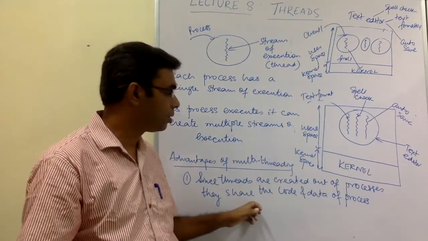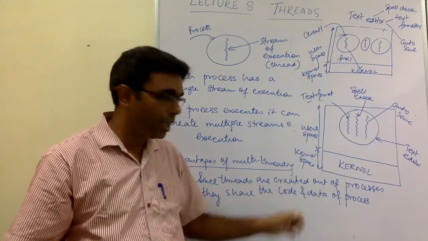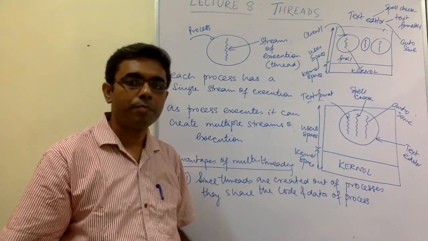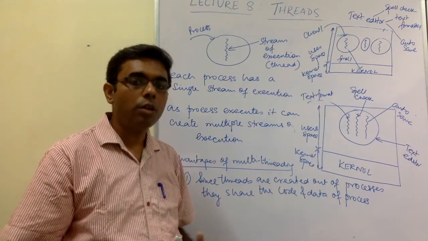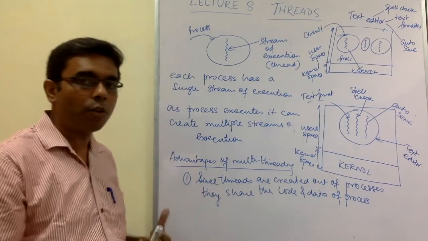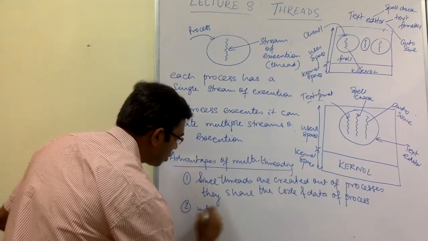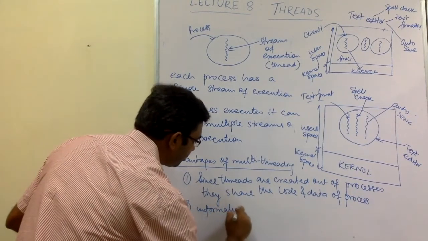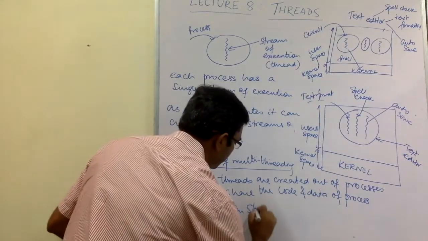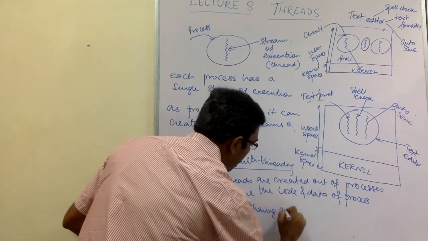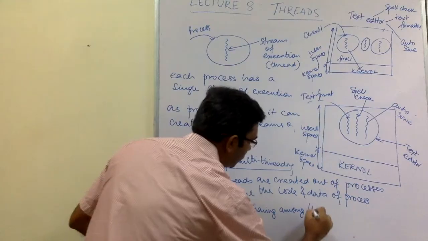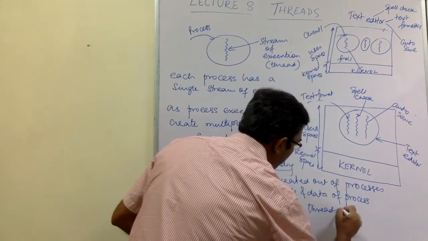That is important. Since the code and the data are made available to each one of them, it's very easy for them to communicate. So it means information sharing among threads is easy.